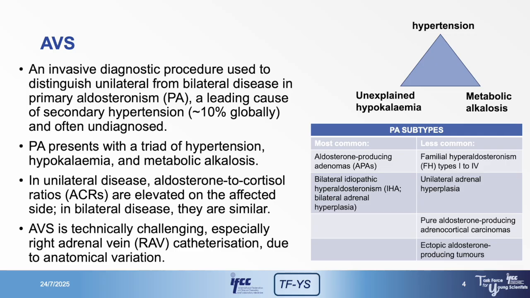So adrenal venous sampling is an invasive diagnostic procedure used to distinguish unilateral from bilateral disease in primary aldosteronism, and this is the leading cause of secondary hypertension, accounting for about 10% of hypertension cases globally. It is often undiagnosed. It presents with a triad of hypertension, hypokalemia, and metabolic alkalosis. In unilateral disease, aldosterone to cortisol ratios are elevated on the affected side, whereas in bilateral disease, they are similar. AVS is technically challenging, especially right adrenal vein catheterization due to anatomical variation.